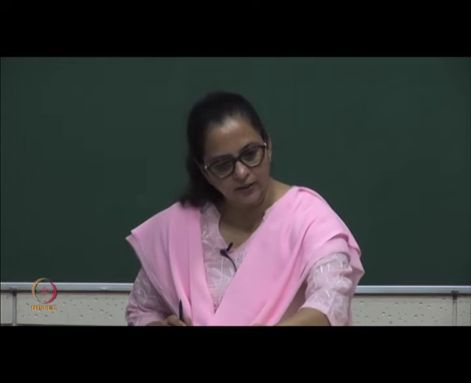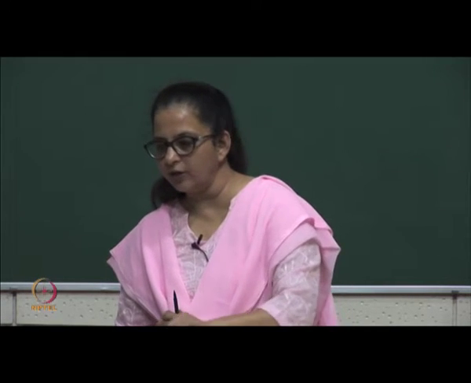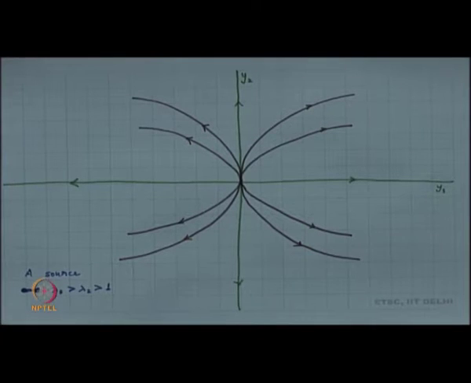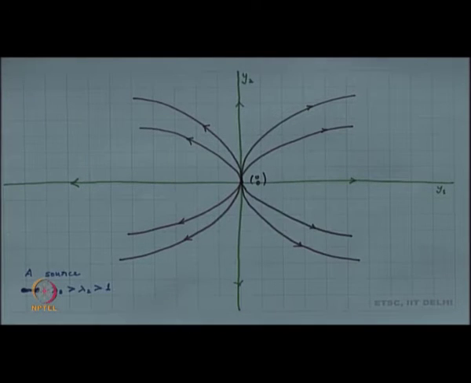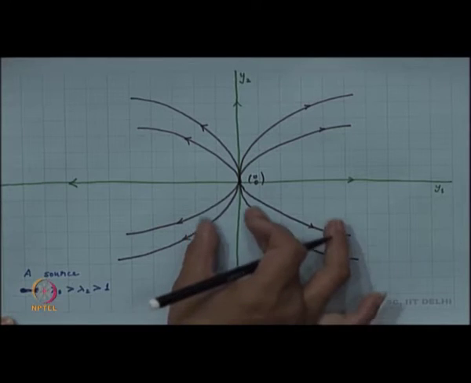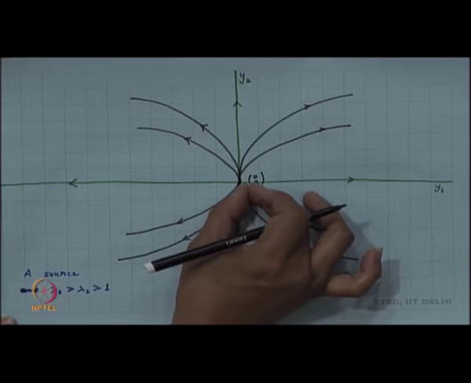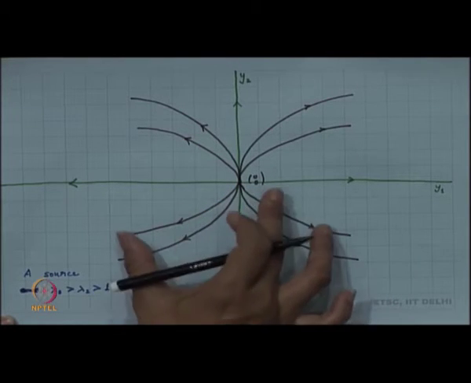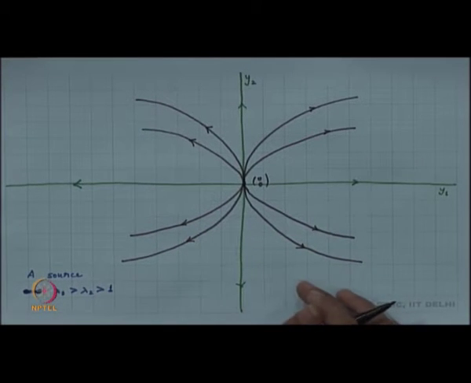So, what happens here is you have this origin to be a source. Let us look into the figure here. You again have this y1 direction, y2 direction. Your origin happens to be a source here. In the negative direction the orbits are asymptotic to y2 as n tends to minus infinity, and then they are dominated by y1 because it is more increasing towards the y1 direction as n tends to infinity.